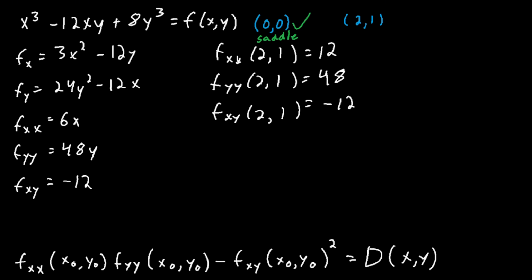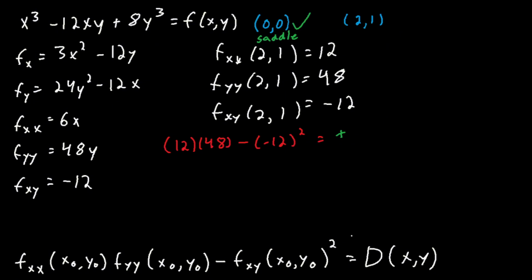So what do you do? Well, let's go ahead and plug in our values for the second derivative test. What do you get? Well, you get 12 times 48 minus negative 12 squared. At a glance, you can already tell this is positive. So I'll just write down positive. There's no way 12 times 48 is going to be less than 144. So this value we got for D is positive.